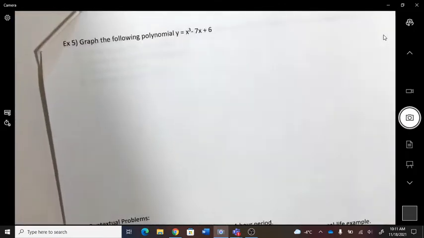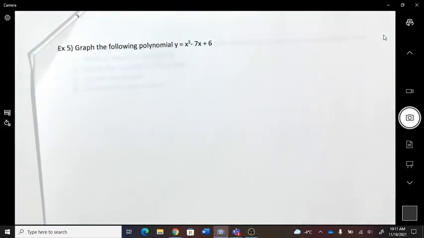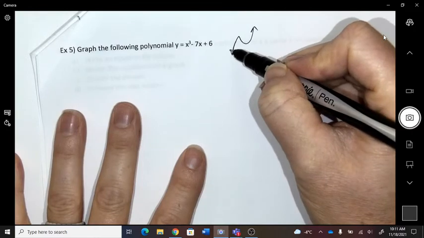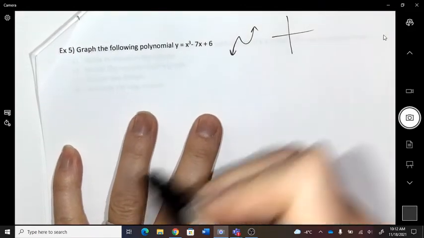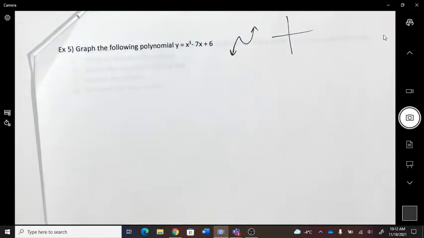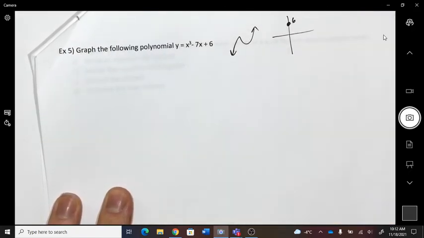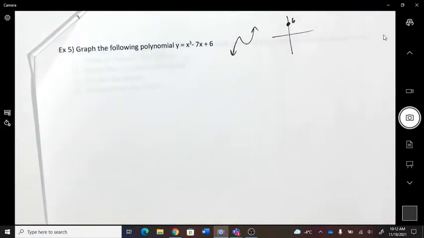All right, last one. Graph it. Okay, right now I know 2 things. I know the shape. What's the shape of it? Cubic. So that's an N. I also know the y-intercept just like that. What's the y-intercept number? It's going to hit at 6 on the y, because if x was 0, that'd be 6. So I know those 2 things.